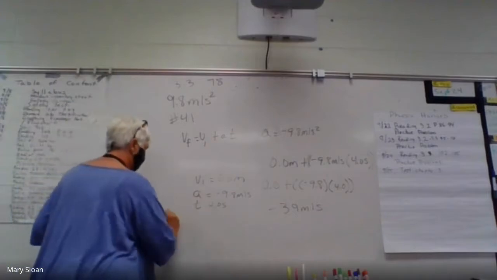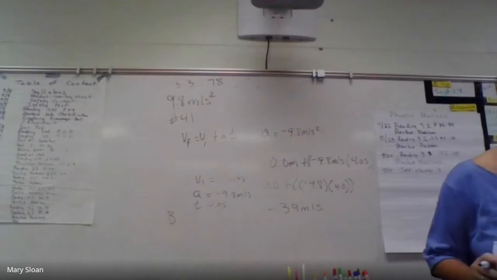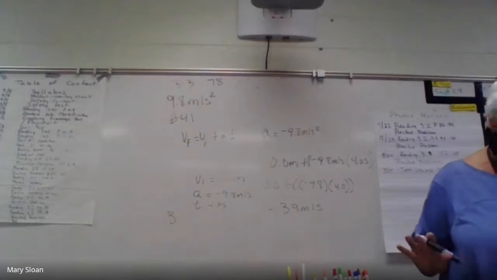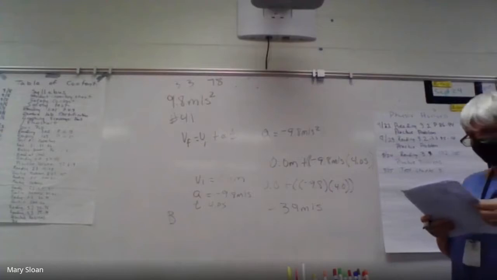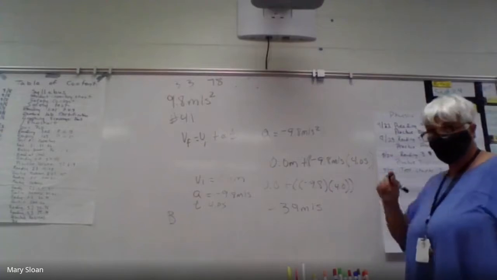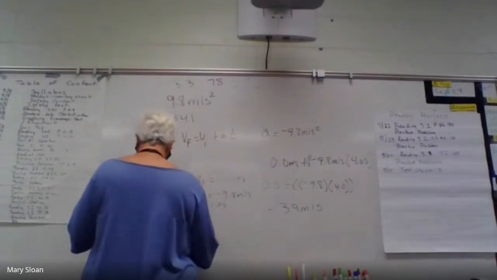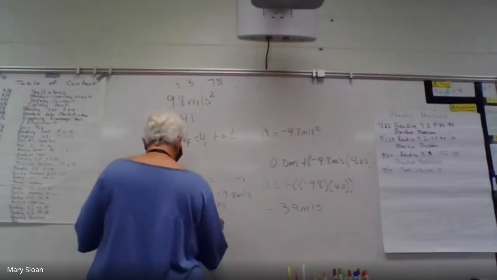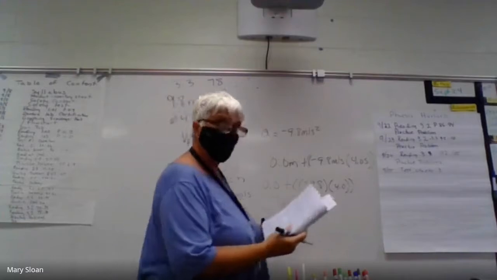Now let's look at B. How far does it fall? So it asks, how far does the brick fall during that time? So what are we looking for this time? Position, right? X. Okay, so X equals velocity final plus half of the acceleration times time squared. There's your formula.